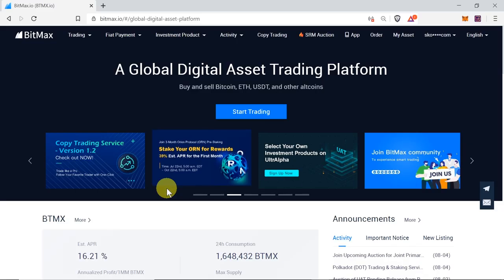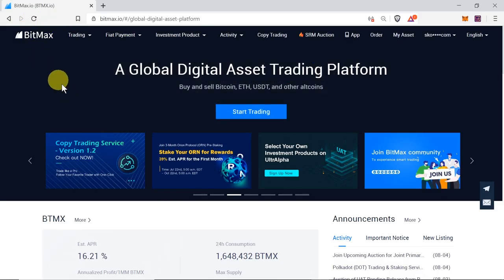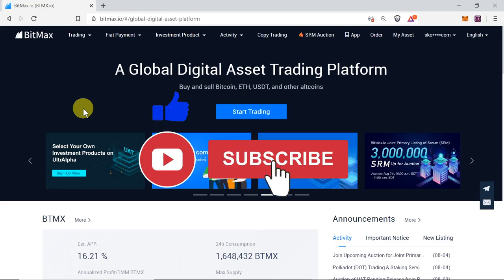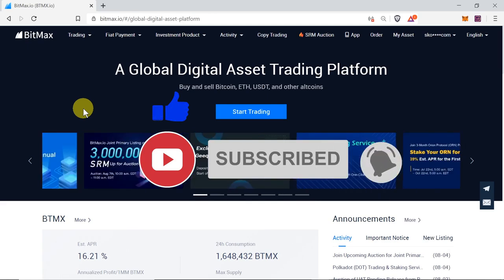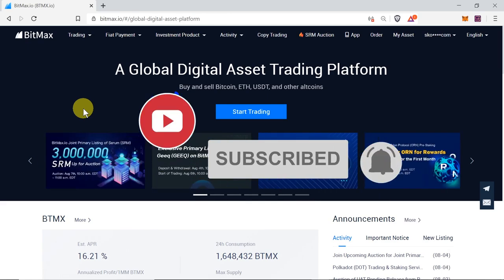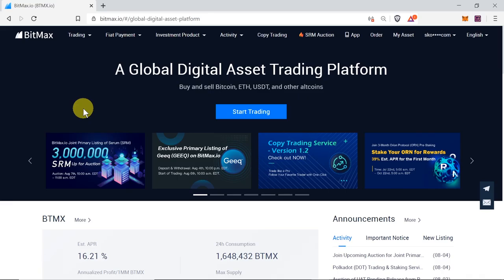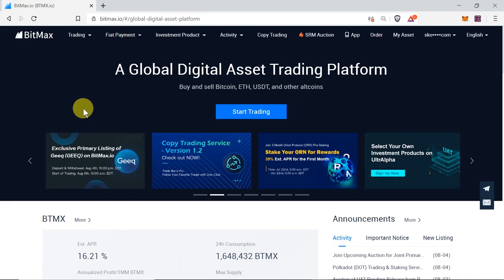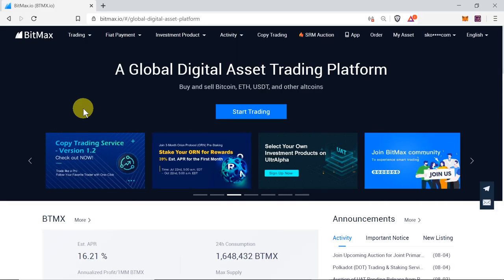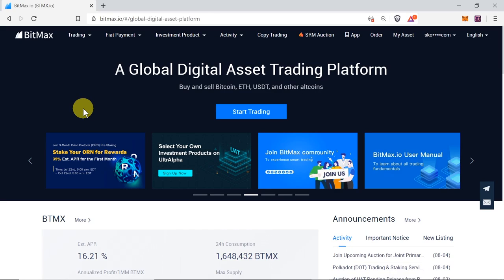Today I'm going to show you how to trade on BitMax. BitMax is quite a new cryptocurrency exchange, but it's getting extremely popular every day. It's getting extremely popular because of a few factors. For example, they list very new projects in the cryptocurrency space.